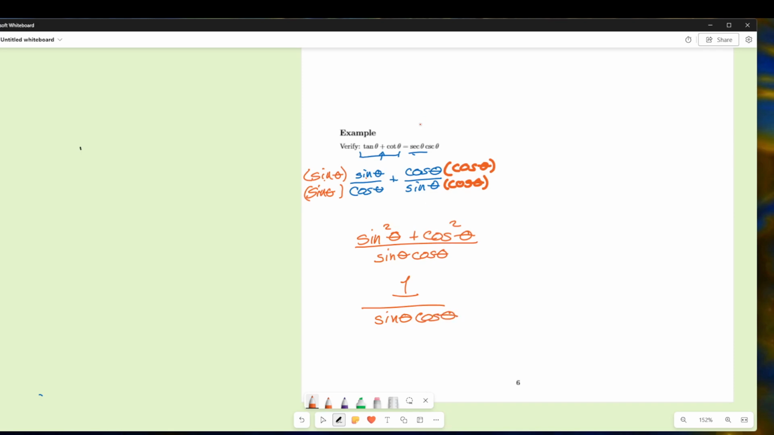Well, that might not look quite like what we have here, but remember, 1 over sine is cosecant, and 1 over cosine is secant. So this is secant theta from the 1 over cosine times cosecant theta from the 1 over sine, and that's what we were trying to show.